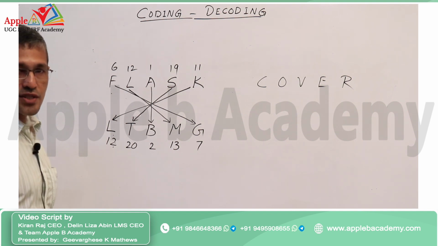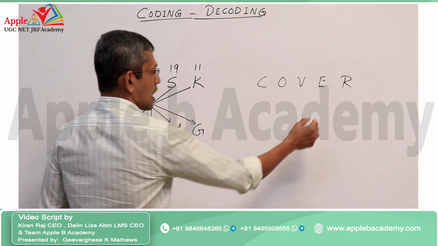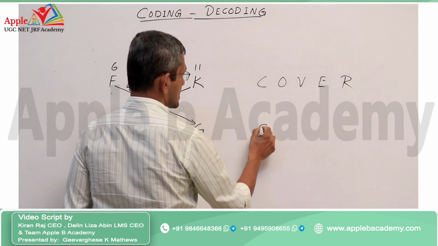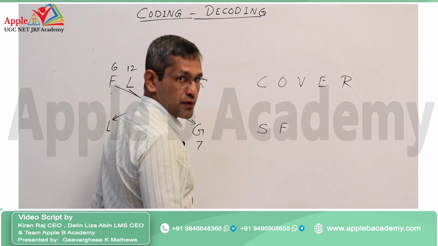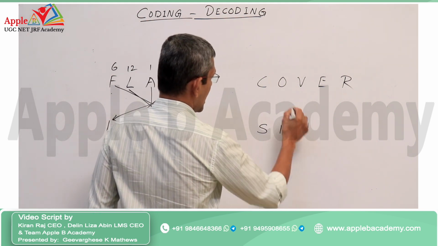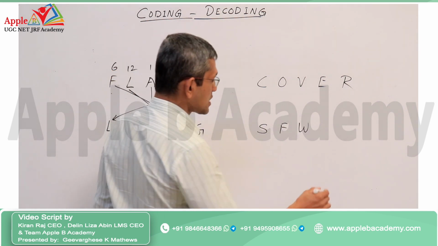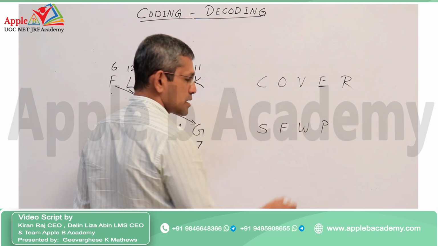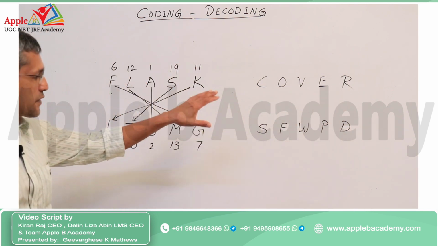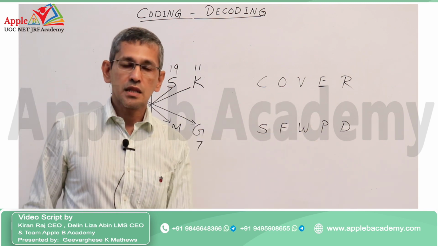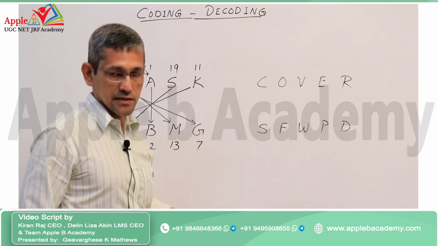Pretty interesting pattern. How about we do that for COVER? So R plus 1 must be S. E plus 1, F. V plus 1 is W. And O plus 1, O is 15, 15 plus 1, 16. And C, D. So S, F, W, P and D. That would be the pattern for COVER. So same pattern.